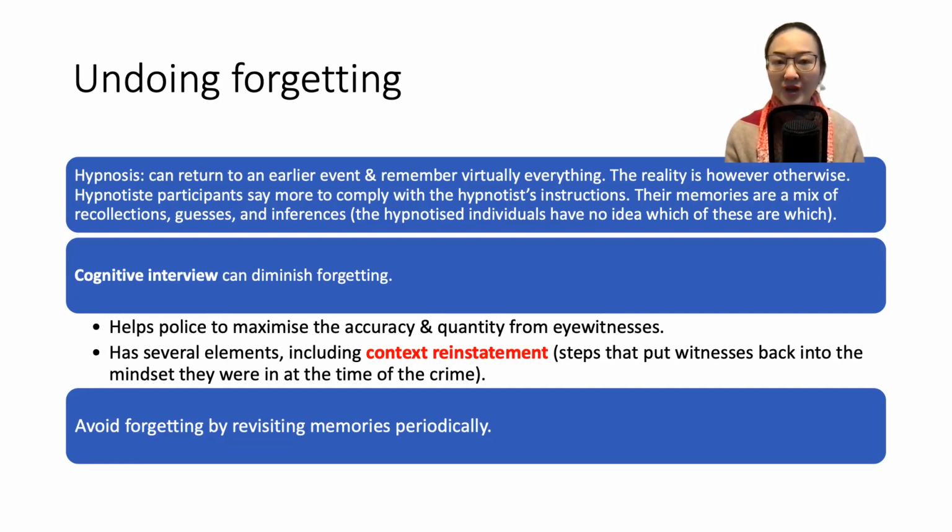Cognitive interview can diminish forgetting. Cognitive interview helps police to maximize the accuracy and quantity from eyewitnesses. It has several elements, including context reinstatement, steps that put witnesses back into the mindset they were at the time of the crime.